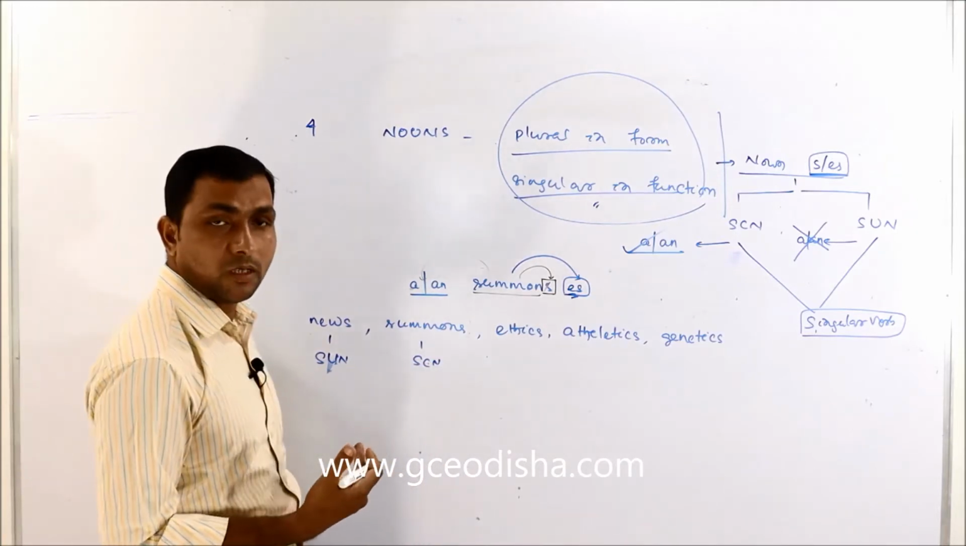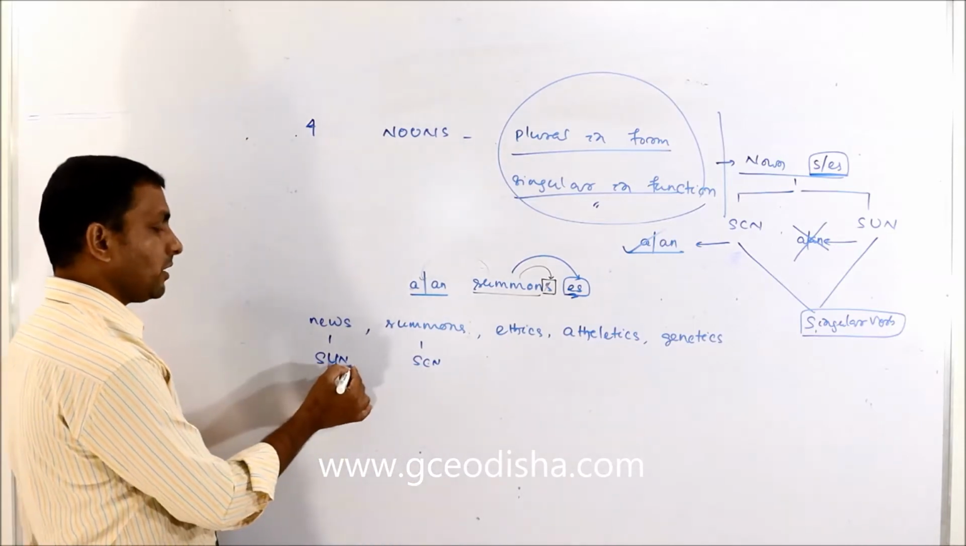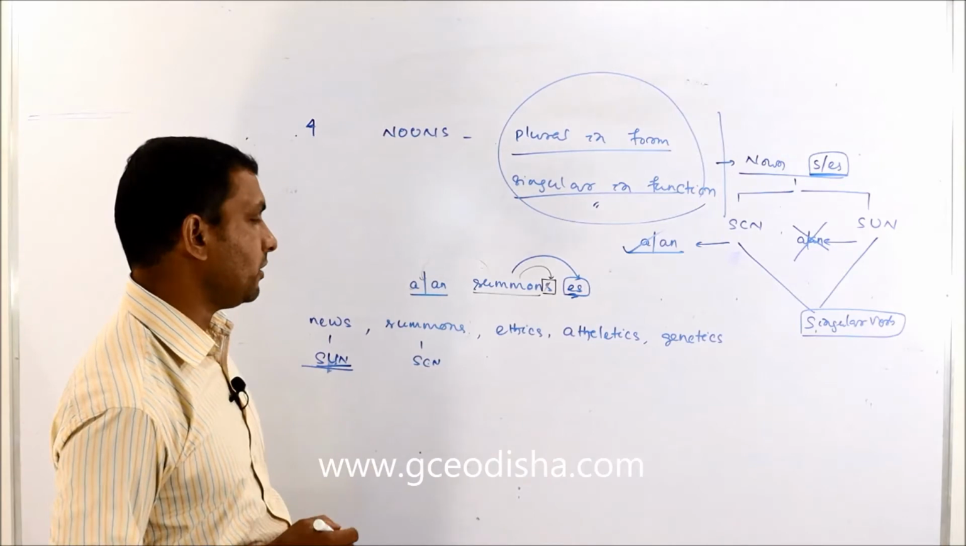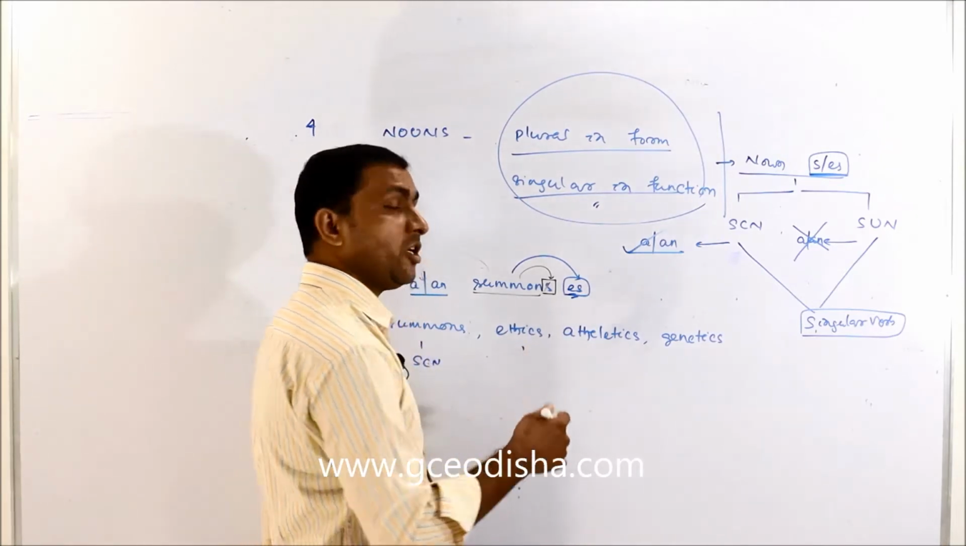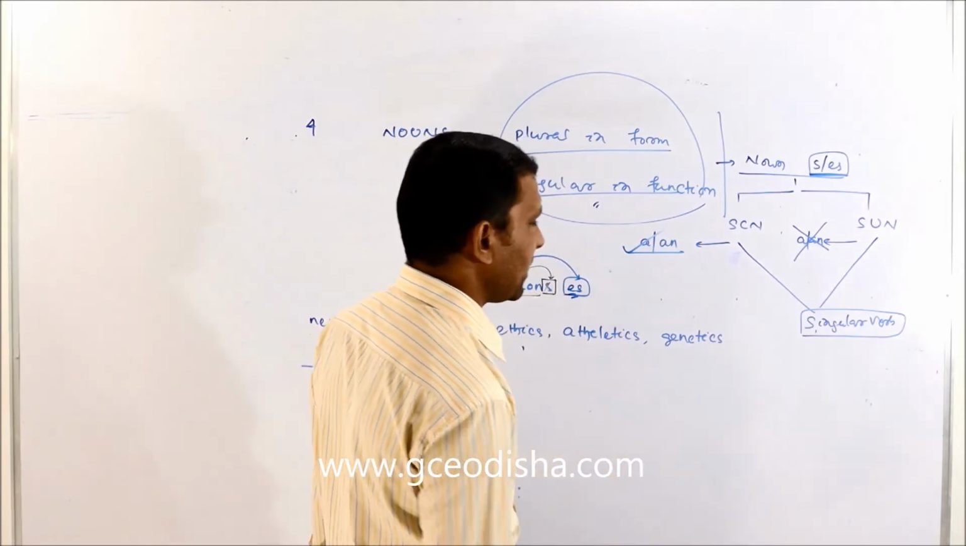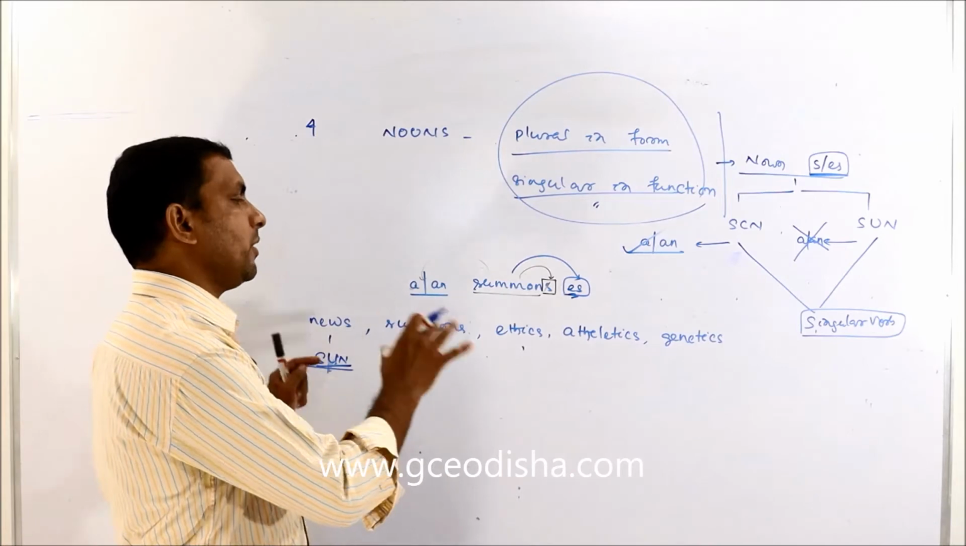If it is a singular countable noun, you have to add es to make it plural. But if it is a singular uncountable noun, you can't add s or es to it. Ethics means general etiquette. Athletics, you know. Genetics is a science term, right? So these are some common examples.